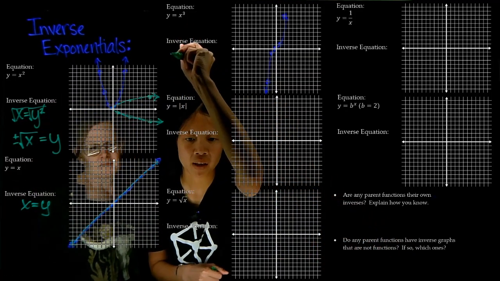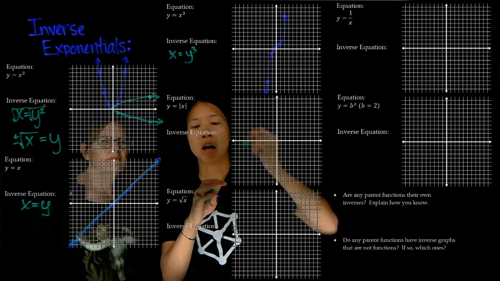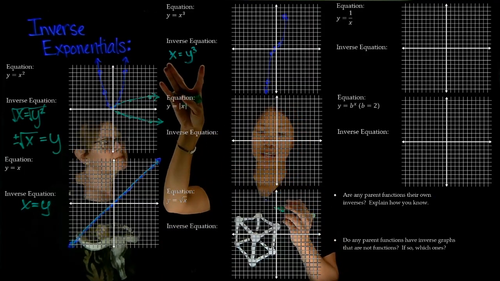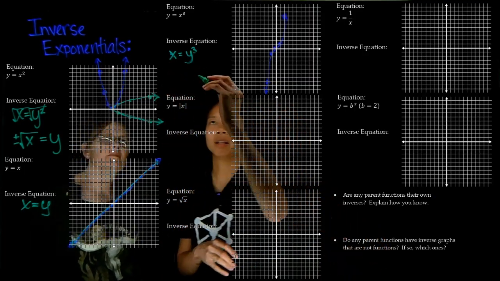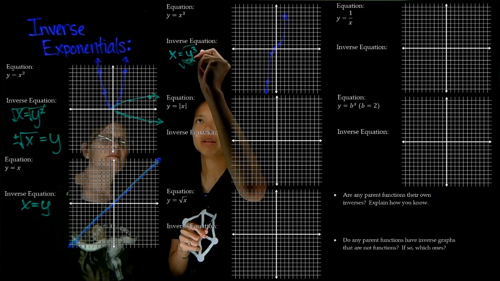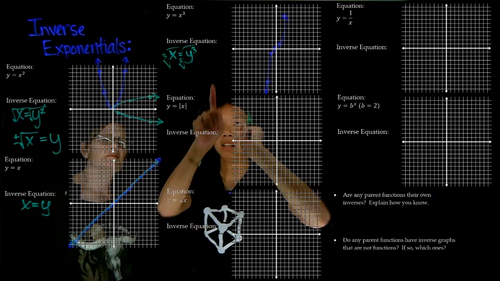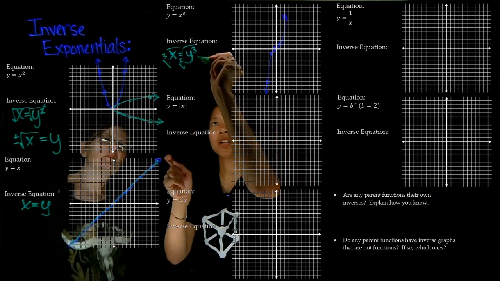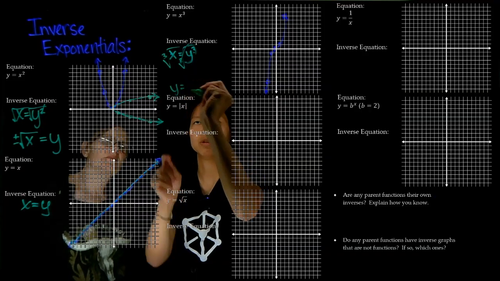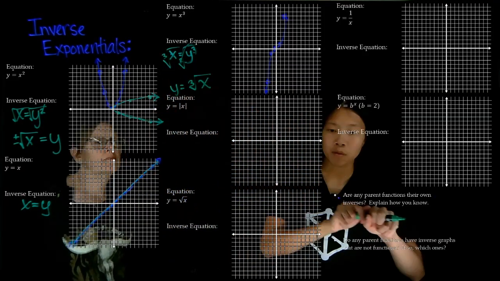So now we have x equals y cubed. However, when we're writing equations, we usually write it in the form y equals. So if we want to set this to y equals, let's cube root this side and cube root this side. The cube and the cube root undo each other, so you're just left with y equals, and we have the cube root of x.